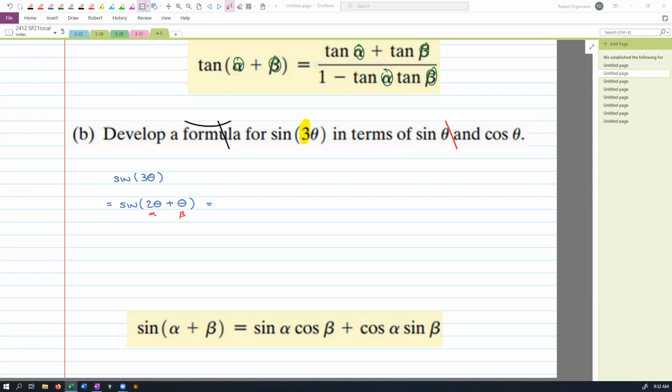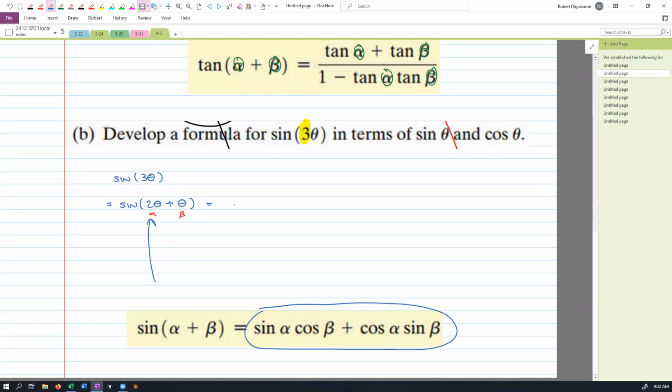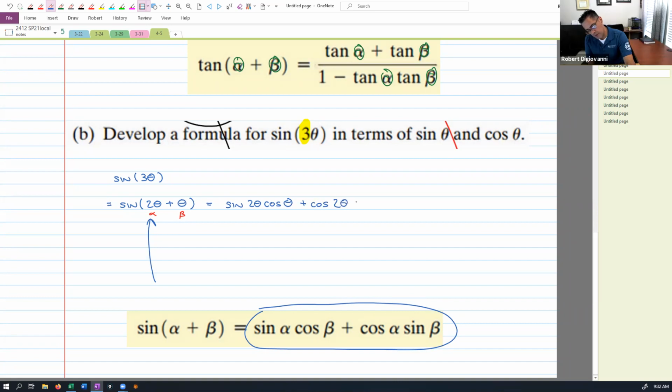Yeah, I think so. Okay, so you tell me using this formula with this expression, what this next line is going to be here. Would it be sine 2 theta cosine theta plus cosine 2 theta sine theta? Sounds good. What do y'all think, everybody? Does that look right? I agree. Okay, good, good. This is right.